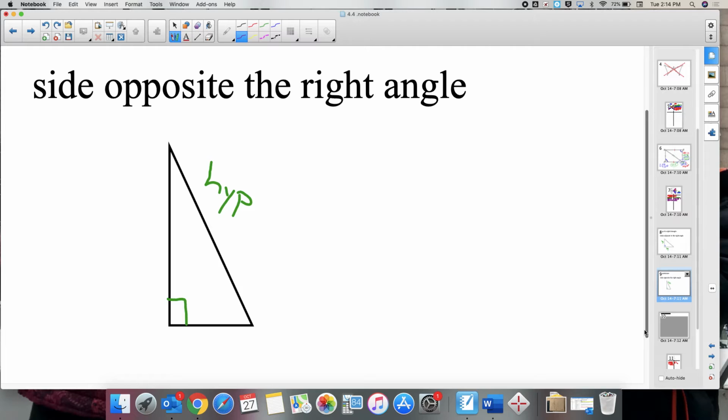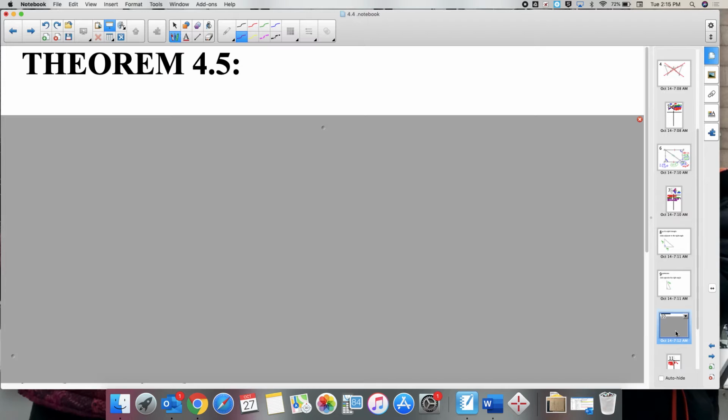Now we have SSS standing for side, side, side. SAS standing for side, angle, side. And now we're going to have what they call HL, standing for hypotenuse leg. Now when we look at HL, it does only have two things written there, an H and an L. So you need a marking on the hypotenuse and a marking on the leg. However, there is a third piece that you need.